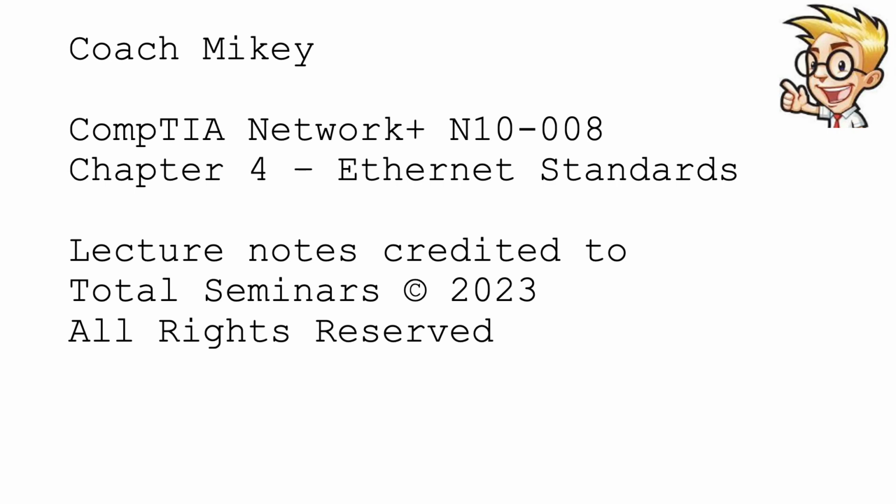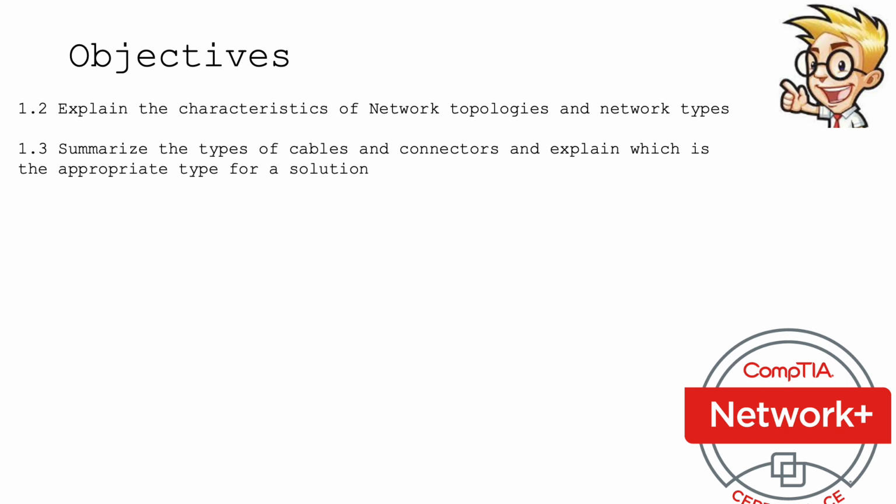Welcome to the CompTIA Network+ N10 course. This is Chapter 4, Ethernet Standards. For today's objectives, we'll look at 1.2, explain the characteristics of network topologies and network types, and 1.3, summarize the types of cables and connectors and explain which is the appropriate type for a solution.